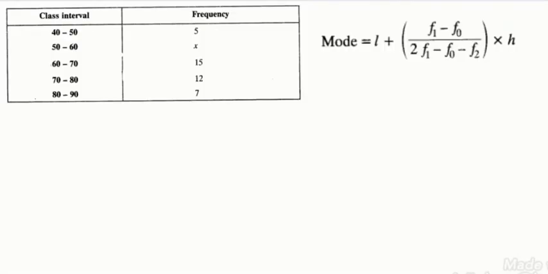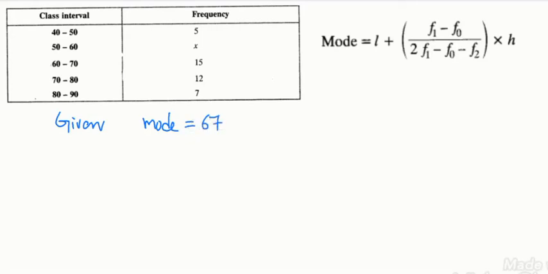So this table again you have to draw in your answer sheet. You have to draw like this: 2 columns, first column class interval 40 to 50, 50 to 60, 60 to 70, 70 to 80, 80 to 90. Frequency 5, x, 15, 12, 7. So what is given to us? Mode is given. Mode is equal to 67.